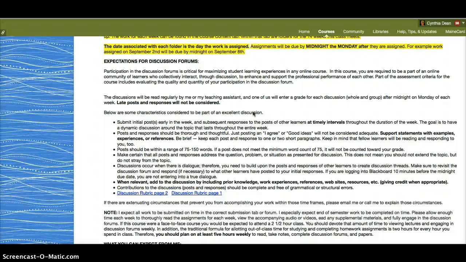The other thing I want to see are timely posts. If you wait until Monday at 11 o'clock in the evening to do this, you will not get full points. I expect you to get the reading done earlier in the week and get your posts up here relatively early. You need to allow time for others to be able to read it. And if you're waiting to the last minute, there's not going to be an opportunity for someone to read your work and to respond to it.